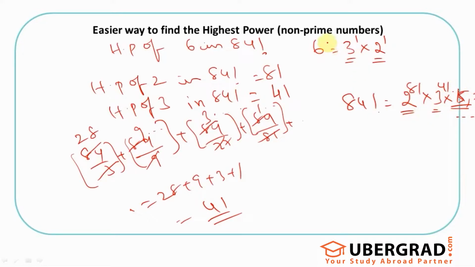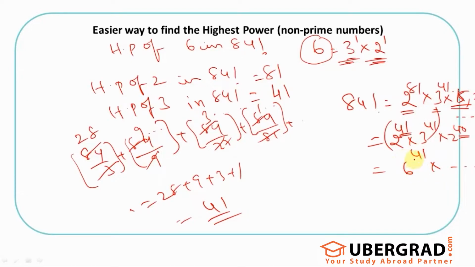So for finding the highest power of 6, I need to have 1 3 and 1 2. That means I can do 2 power 41 into 3 power 41 into 2 power 40, because 81 is bigger than 41, so I'm just splitting this. So this will be fundamentally 6 power 41 into something. So the highest power of 6 is 41.